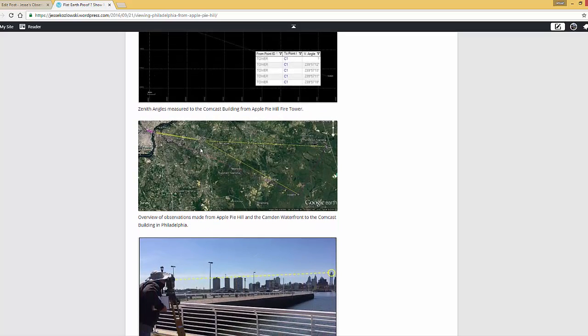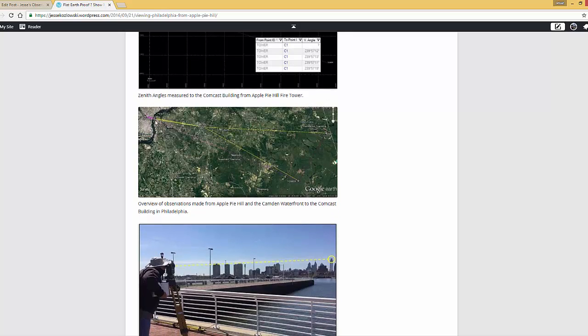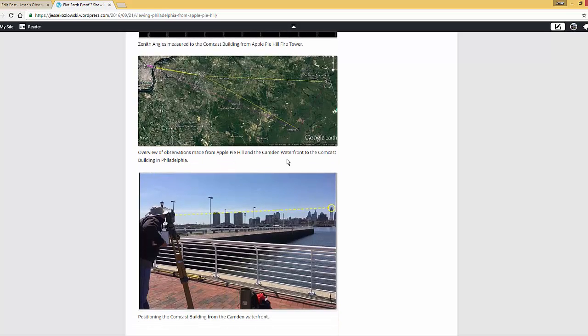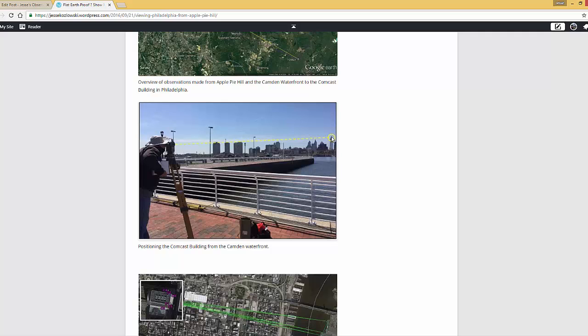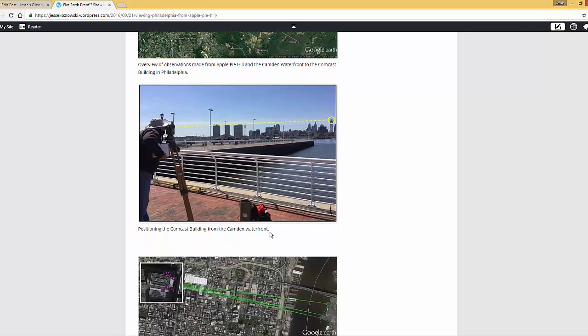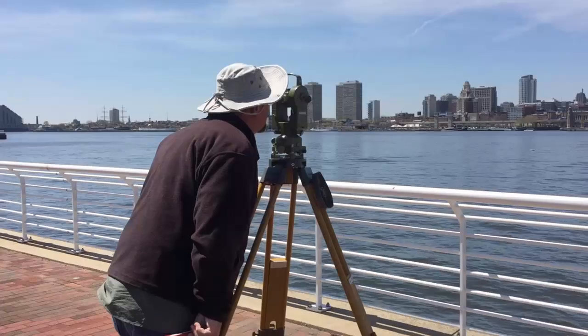But what I did do is a full-out geodetic survey. Here's Philadelphia. Here's the tower. These are the zenith angles I measured to the tower, to the Comcast building. But what I did is I set up baselines on the Camden waterfront at the Delaware River, and I made observations to the Comcast building. So I positioned that building from the Camden waterfront.